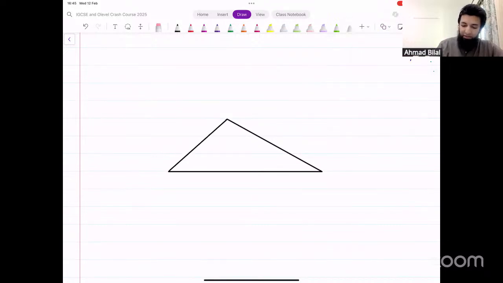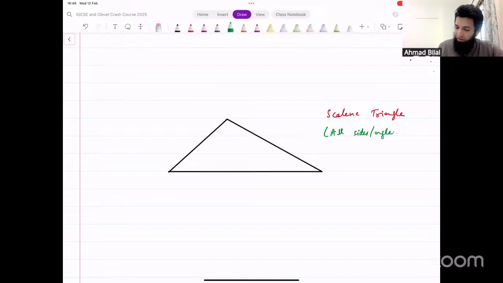A triangle that's neither equilateral nor isosceles, we call this a scalene triangle. Although this name is not that important, they don't generally mention this, but that's another name that you might see in some books. This is a triangle that's neither equilateral nor isosceles. It's not even a right angle. All sides are different, all angles are different. So what is a scalene triangle? All sides and angles are different.